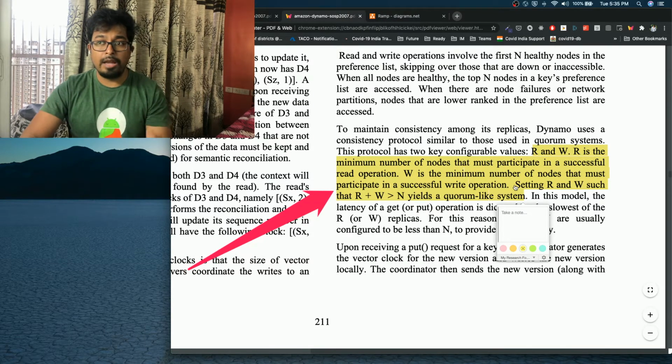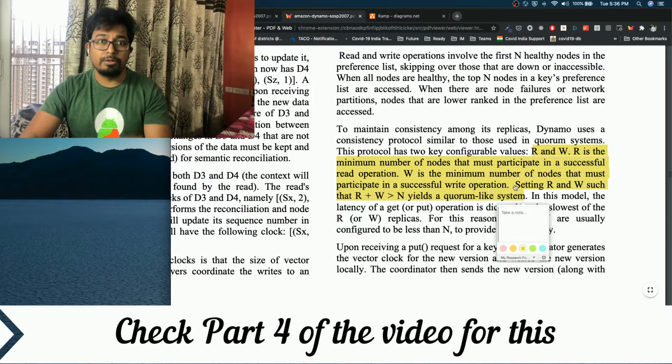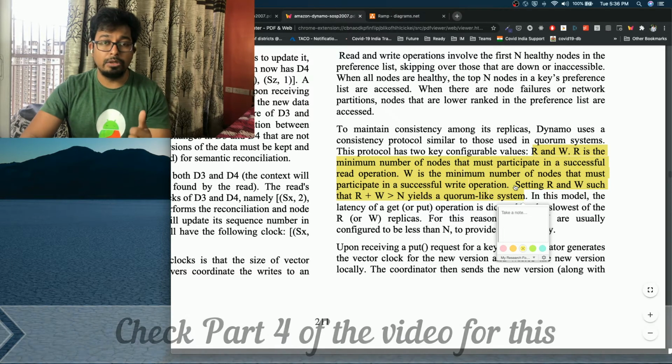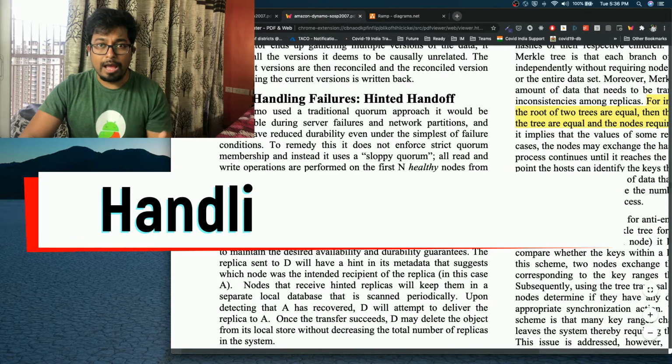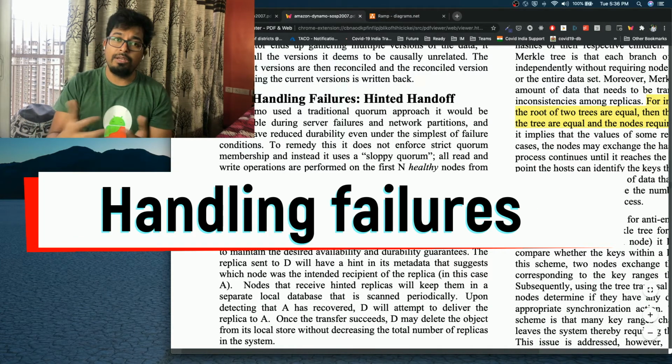Setting R and W such that R plus W is more than N gives a quorum-like system. This is super important. We spoke about it in the last part, and I suggest that if you have not done that, go see the last part. In this part, we are going to talk about handling failures. What happens when there are failures in a distributed system?